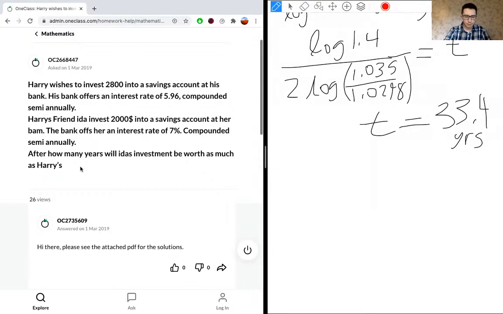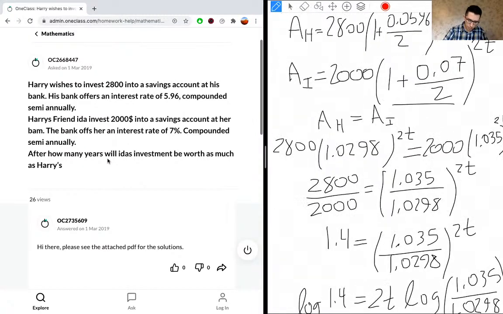Knowing this, this kind of answers our question: after how many years will Ida's investment be worth as much as Harry's? So we can say after 33.4 years, Ida's investment will be the same as Harry's. To double check this, we can go back up to our original equations.